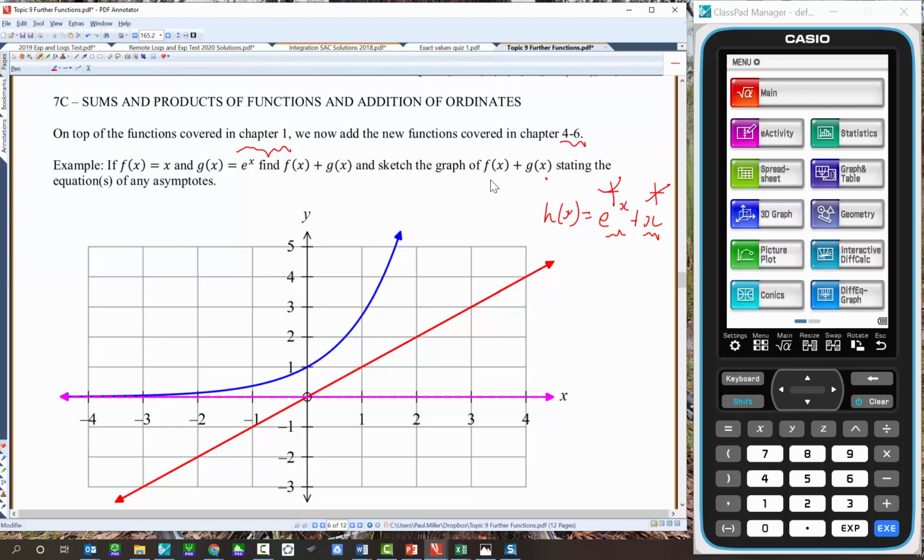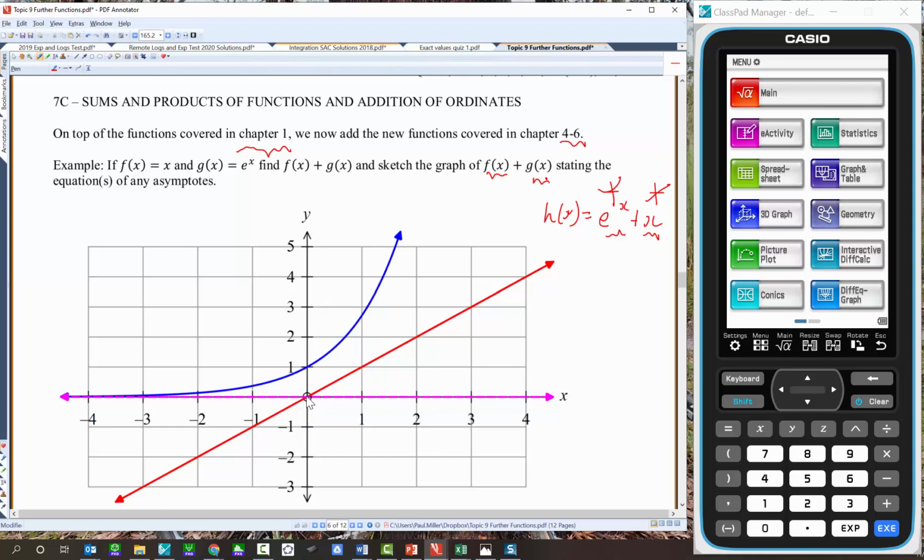So to grab the individual graphs, f of x and g of x, which let's say f of x is e to the x and g of x equals x, and plonk them on a Cartesian plane, and then use the process of addition of ordinates. Okay, so how does this work? Well, remember, you do need something pretty accurate to do it.